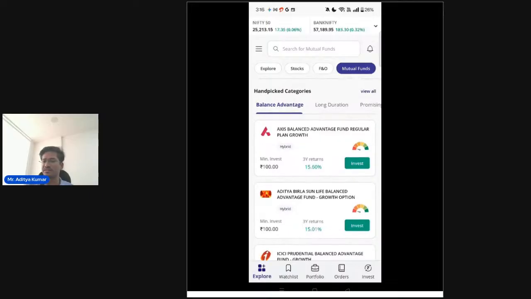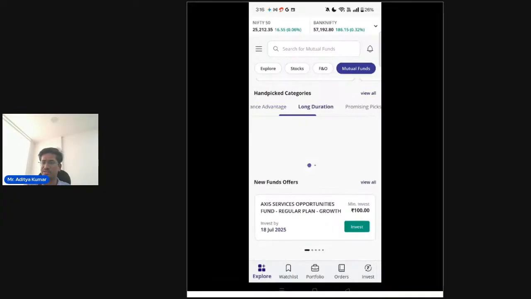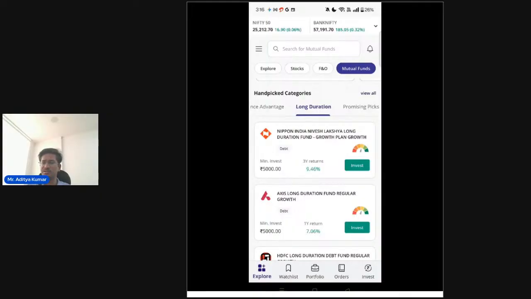Then we have lots of handpicked categories. Every category has its own meaning. You can see we have balanced advantage, long duration, promising picks, short duration, and ultra. Balanced advantage means that it adjusts between stocks and bonds based on market conditions. Long duration invests in long-term bonds for steady and predictable returns. Promising funds target high growth sectors or themes. Short duration is for lower risk and quick access to funds. There are things like large cap also, which gives you big and stable companies to invest in with a consistent performance.